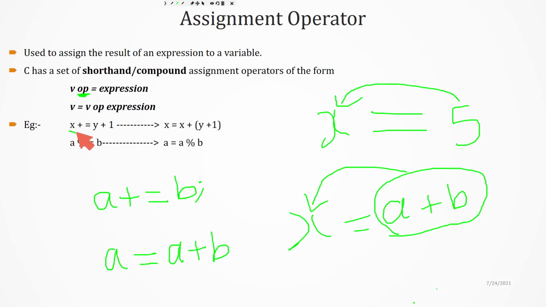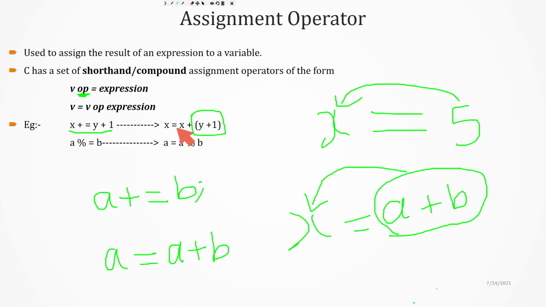Here I have written something like X plus equal to Y plus 1. The meaning is the left hand side will contain X, X equal to X plus Y plus 1. So here this bracket is very important. Y plus 1 will be evaluated first, then it will be added.